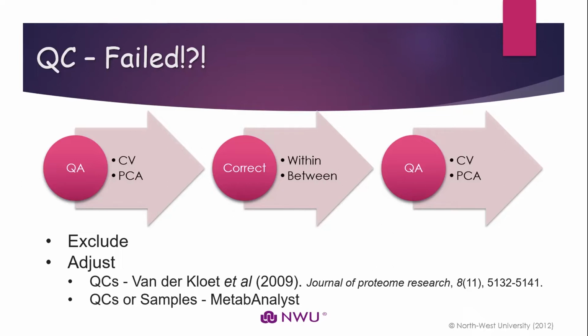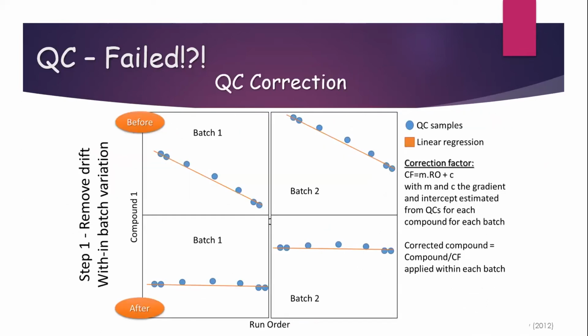Let me show you the basic idea described in the Van der Kloot paper, which I'm referencing here, because you can do that in Excel and it's very intuitive. The basic idea is that if you have a deteriorating sensitivity within a batch, you can see that for batch 1 and batch 2, and these are the QC samples for a specific compound.